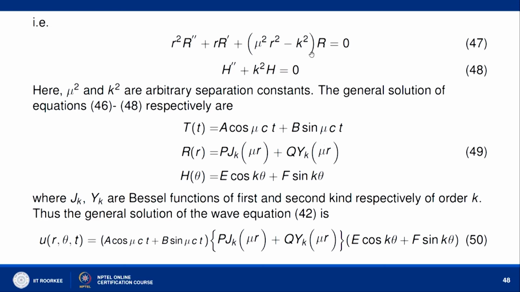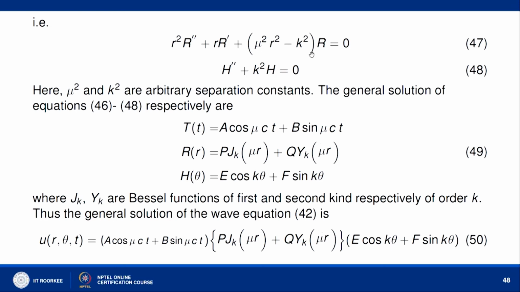If you look, these are simple second order differential equations, and equation number 47 is a Bessel's equation. Here we can find the general solution as follows: T(t) equal to A cos(mu c t) plus B sin(mu c t). R is given as P J_k(mu r) plus Q Y_k(mu r). Here J_k and Y_k are Bessel functions of the first and second kind respectively of order k, and H(theta) is given as E cos(k theta) plus F sin(k theta).